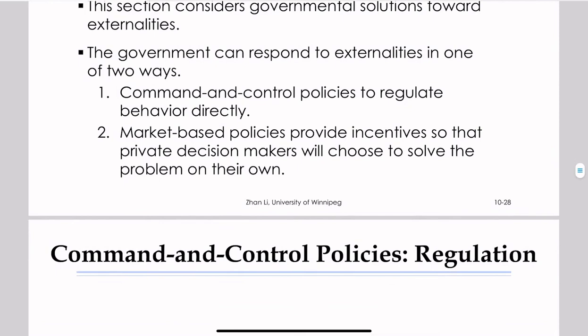The second policy is the market-based approach. That is, the government will use taxes, or later you will see the government could also use some permits. So government can use taxes and permits to modify the incentives of firms. In this case, negative externality can be regulated with these market-based approaches.